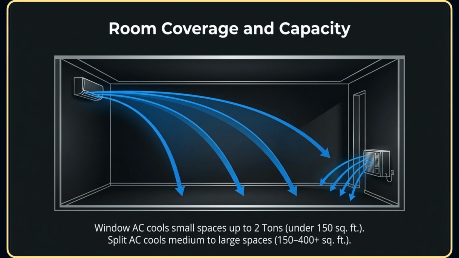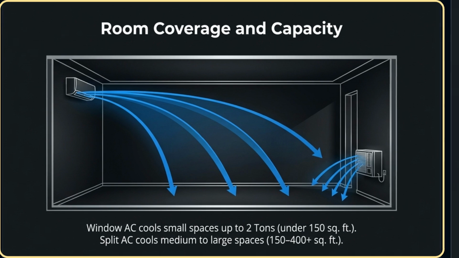Capacity is important for room coverage. Window ACs are ideal for small spaces, up to 150 square feet. Split ACs are better suited for medium to large spaces, from 150 to over 400 square feet.